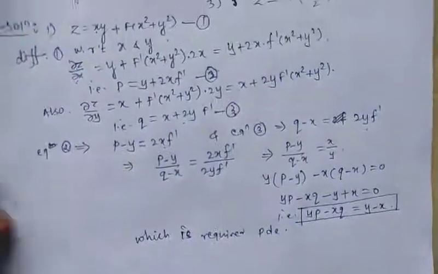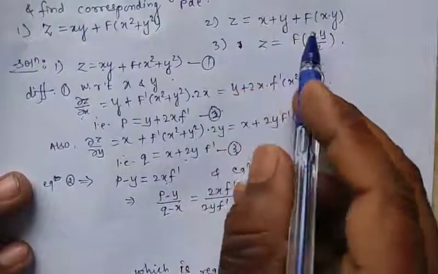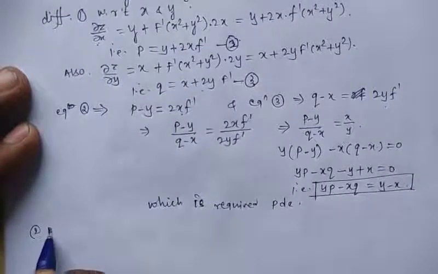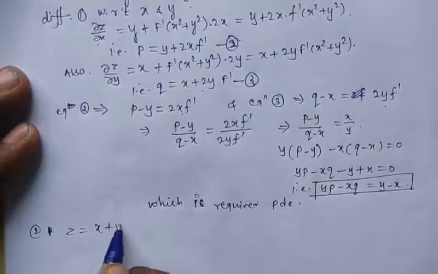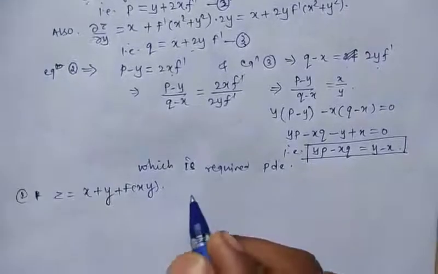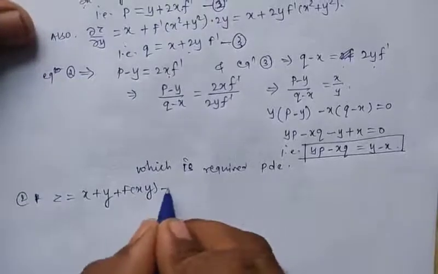Now let's see the second question. Second question is z is equal to x plus y plus f of x into y. Okay, so here, this is equation number 1.